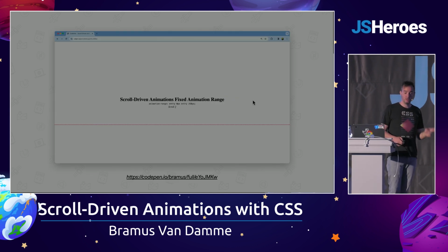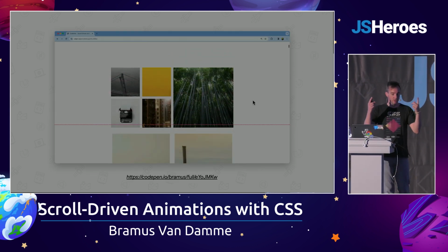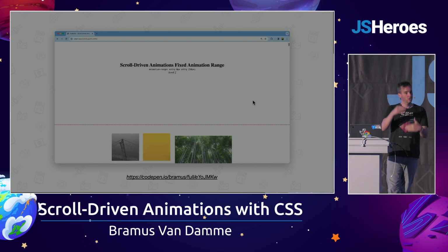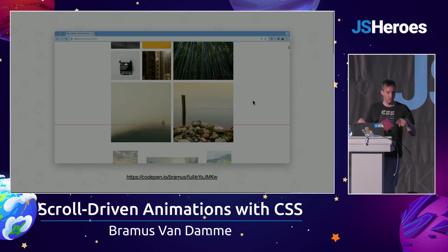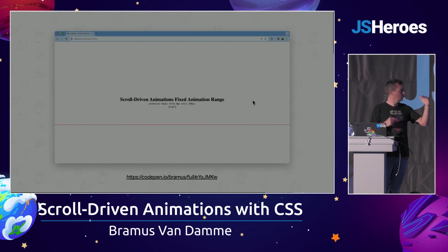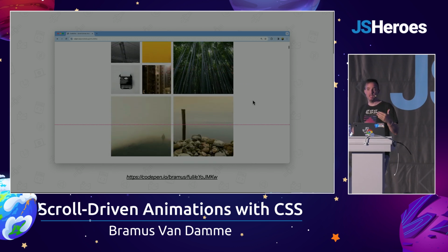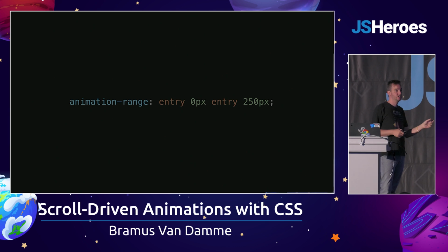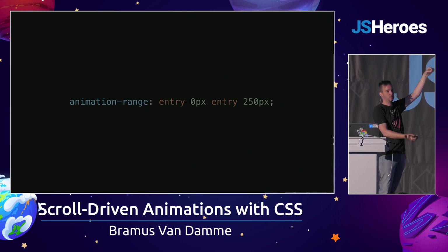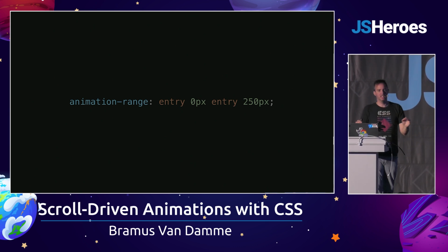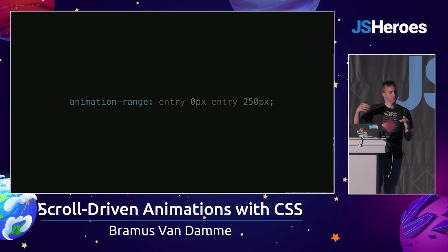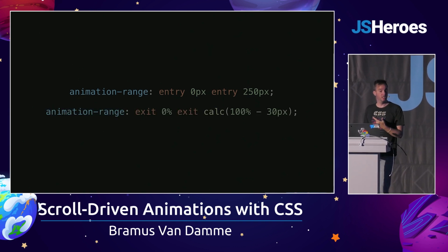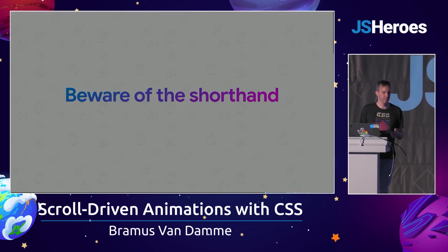You can use calcs with the ranges. Here they are using a view timeline, but over a shorter range. Whenever you hit the pink line, which is 250 pixels from the bottom, the animation should have ended. For that, I'm using this. Instead of using percentages, which are a position within the range, I'm just using a pixel value: 250 pixels from the start of the thing. Or you can also do something like this, where you're saying, hey, the exit range, subtract 30 pixels off it, which is pretty sweet.